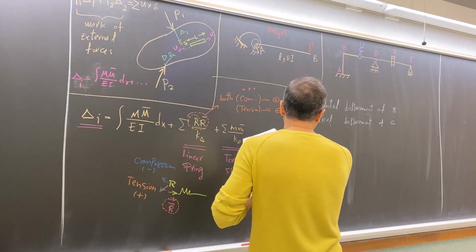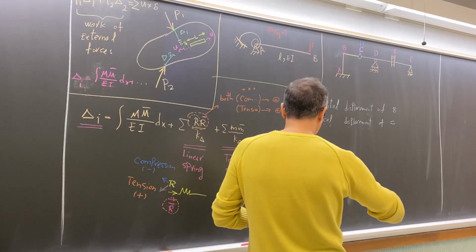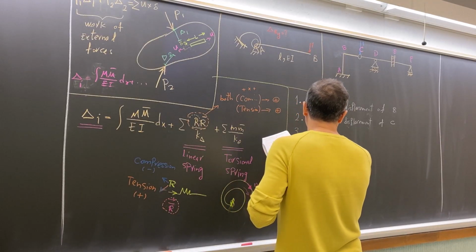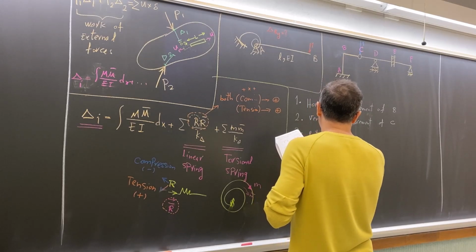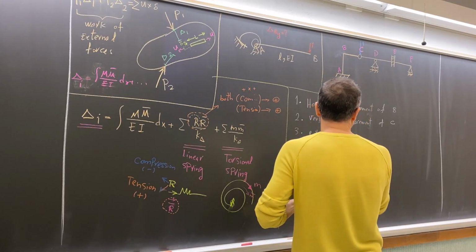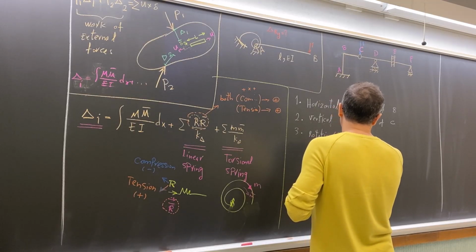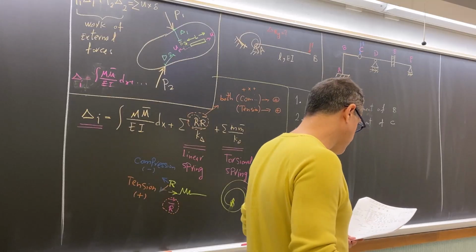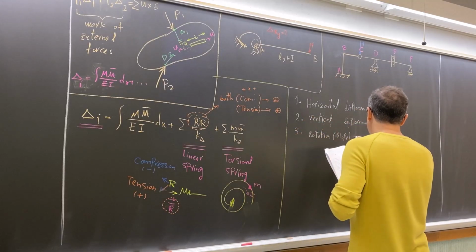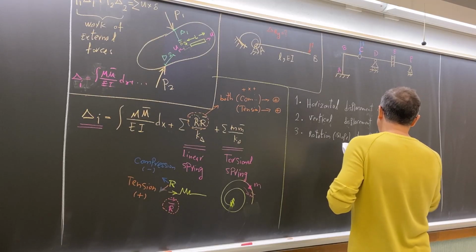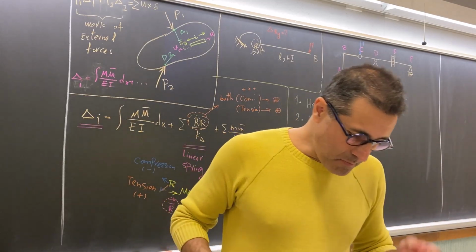Third one, slope or rotation. So I write rotation, and inside the parentheses I write slope, because the textbook is using the terminology slope at point E. At point E. So, remember influence line?